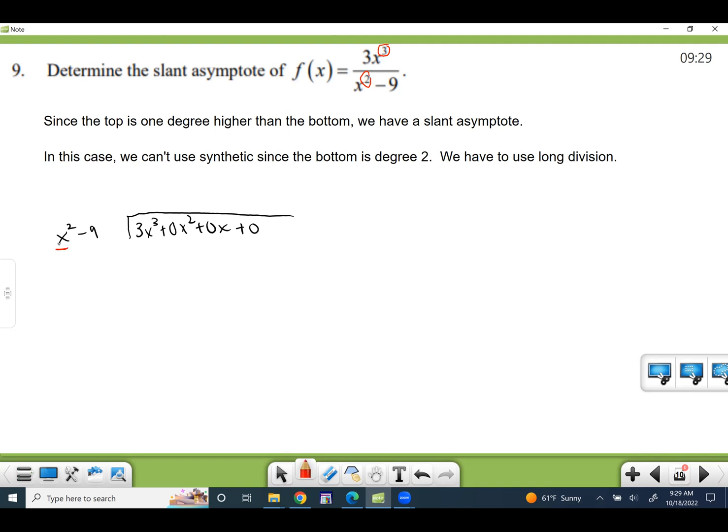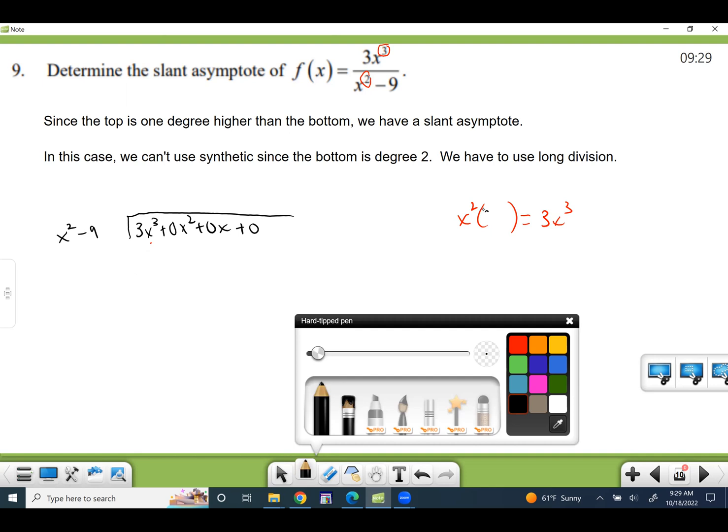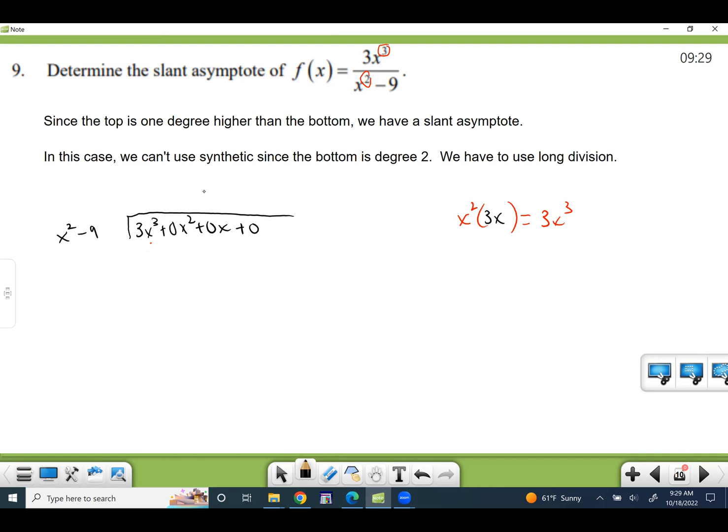All right, so what can we multiply x squared by? So x squared multiplied by what would get us 3x cubed? It looks like we would need another x and a 3, right? Okay, so I'm going to put it right here. 3x times x squared is 3x cubed. 3x times -9 is -27x. Don't forget to change the sign. So those cancel, and we end up with 27x. Bring down your plus 0.